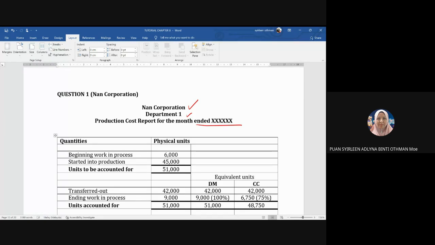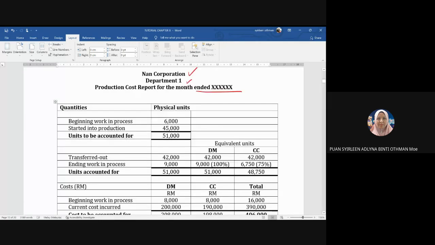Alright, but you need to write in full because you are supposed to prepare a report. Okay, alright, so kita ada beginning work in process. Yang ni ambil daripada di beginning work in process unit tadi, 6,000. Lepas tu kita ada unit started, 45. So units to be accounted for is 51. So yang ni, dua ni akan jadi sama. Okay, so dia dah bagi ending WIP. Ending WIP ialah 9,000. So automatically saya akan dapat 42 ni lah. Alright. Which is actually dah ada dalam soalan.